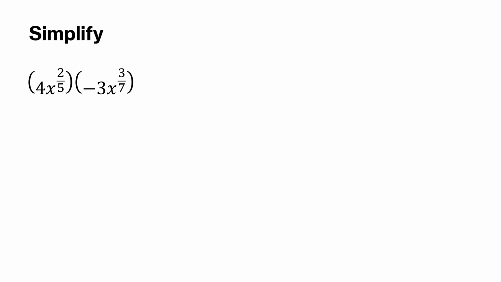Let's have this example. We have 4x to the 2 fifths multiplied to negative 3x to the 3 sevenths. Multiplying the numerical coefficients, we have 4 times negative 3. And since we have the same variable x, you can add up the exponents, which is 2 fifths plus 3 over 7. Multiplying 4 and negative 3, that will be negative 12. Having the butterfly method in the fractions, 5 times 7, that will be 35. 7 times 2, that will be 14, and 5 times 3, that will be 15. Adding up, we have negative 12x raised to 29 over 35.